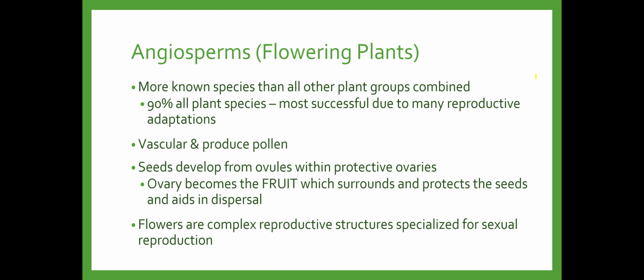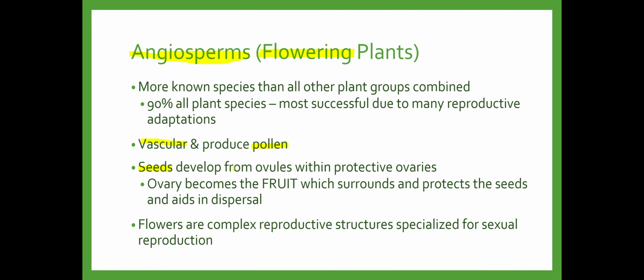And then our last and most successful group are going to be our angiosperms, otherwise known as flowering plants. And these guys have it all, okay? And they are by far and wide the most successful plant group. About 90% or more of all plant species on Earth today are going to fit into this category, okay? And that's because they have the vascular tissue for transport. They have the seeds, okay? They have the pollen.